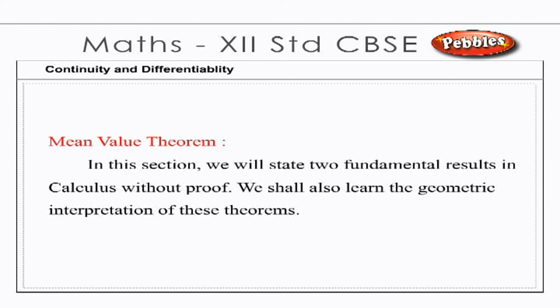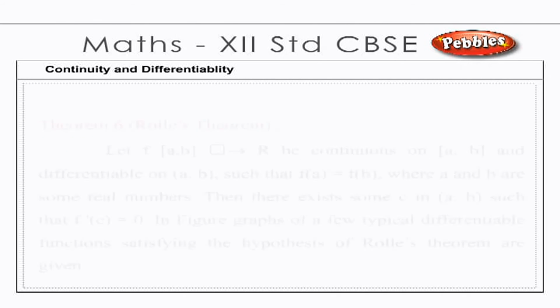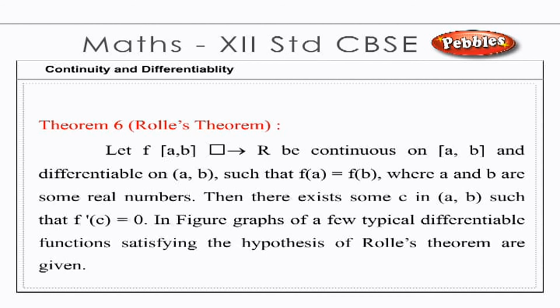Mean value theorem. In this section, we will state two fundamental results in calculus without proof. We shall also learn the geometric interpretation of these theorems. Rolle's theorem. Let f: [a, b] → R be continuous on [a, b] and differentiable on (a, b), such that f(a) = f(b), where a and b are some real numbers. Then there exists some c in (a, b) such that f'(c) = 0.